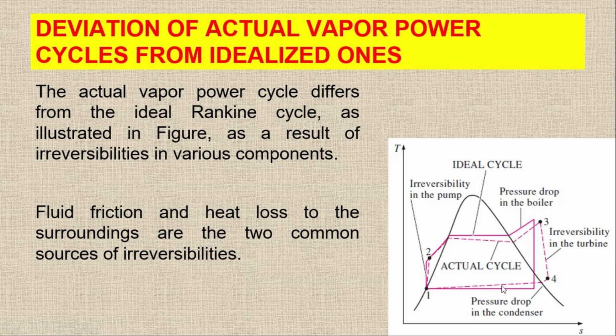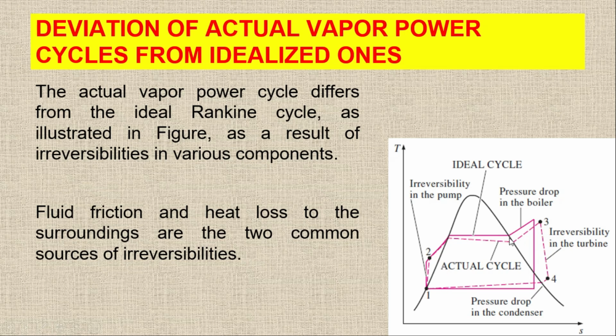Also, the fluid friction will cause pressure drops in the piping between various components. We have different components, and these components are joined with different pipes, because the end of the boiler is not connected directly with the turbine. Rather, we have a piping system to join the boiler with the turbine, and the turbine is connected with the condenser by a piping system as well. So the fluid friction will create pressure drops in the boiler, the condenser, and in different piping sections.